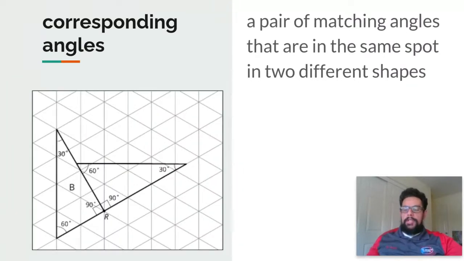Corresponding angles are exactly the same as corresponding sides, but now we're talking about angles. A pair of corresponding angles is any pair of matching angles that are in the same spot on different shapes. So here we have our two shapes. These are the ones we did in class. One is a rotation of the other one. And here you see those two orange angles. Those are corresponding angles. These two blue ones, these are corresponding angles. They're in the same spot on the triangle, but on different shapes.